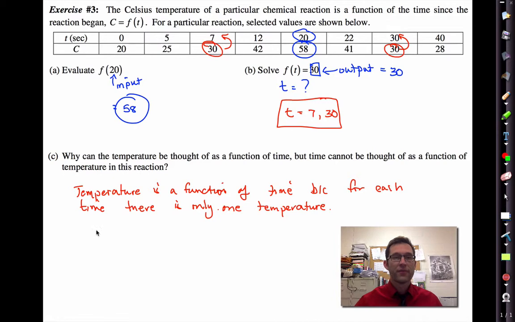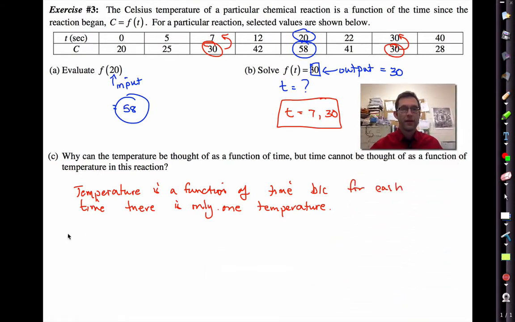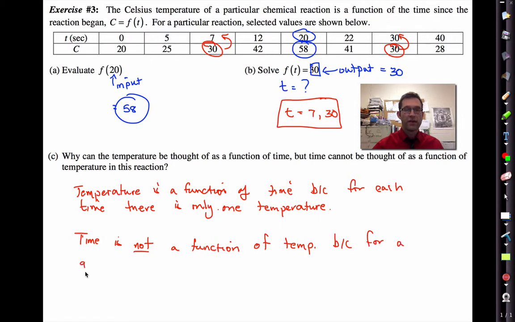On the other hand, time, that's weird, weird place for an E. Time is not a function of temperature because for a given temperature, there could be more than one time.